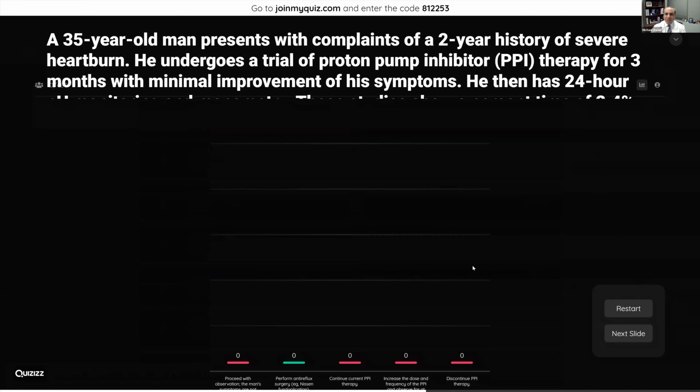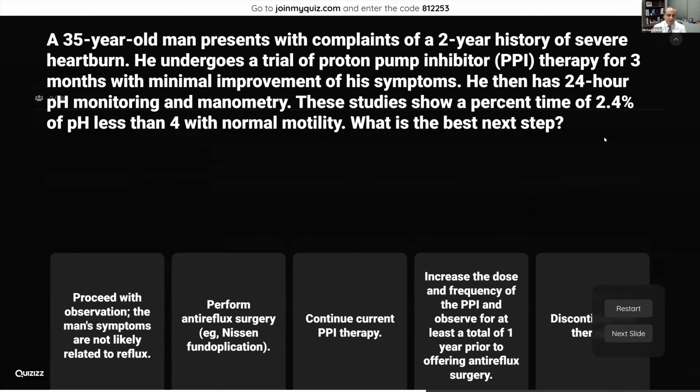So the correct answer is perform anti-reflux surgery. This question is meant to describe what to do when someone has medically refractory reflux despite using medication. The persistence of symptoms after a trial of PPIs does not necessarily rule out GERD. The 24-hour pH monitoring is really the gold standard. When you have findings of more than 7 episodes of a pH less than 4, or percent time of more than 1% of a pH less than 4 with normal motility, it is likely that the symptoms would be resolved with surgery. This patient has 2.4%, which indicates significant acid exposure, and also a failure of medical management, since the patient has been taking a PPI for 3 months with minimal improvement of the symptoms. Given the pH study findings, it's unlikely that the patient's symptoms will be resolved with increased dosing, and thus anti-reflux surgery is the best next step.